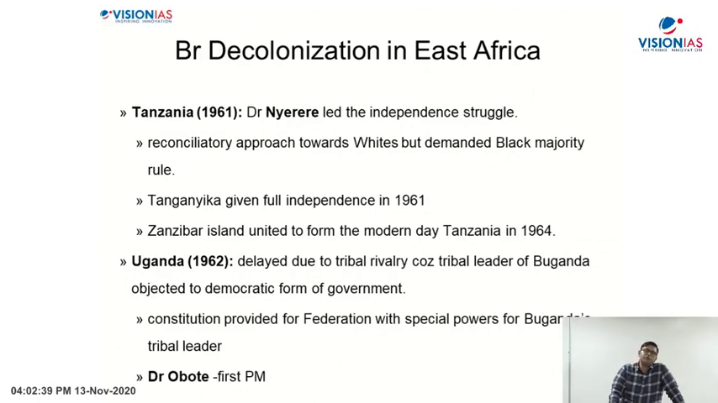So this was before your World War I, this was German East Africa. After World War I, it came under the Britishers. So therefore, this is how they are getting into, what is the trend? Reconciliatory approach towards the whites.